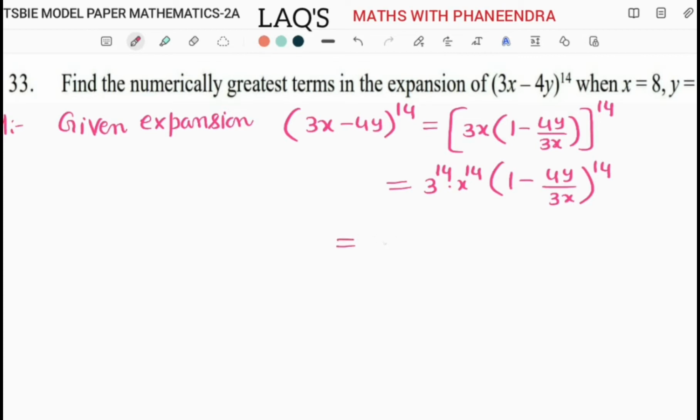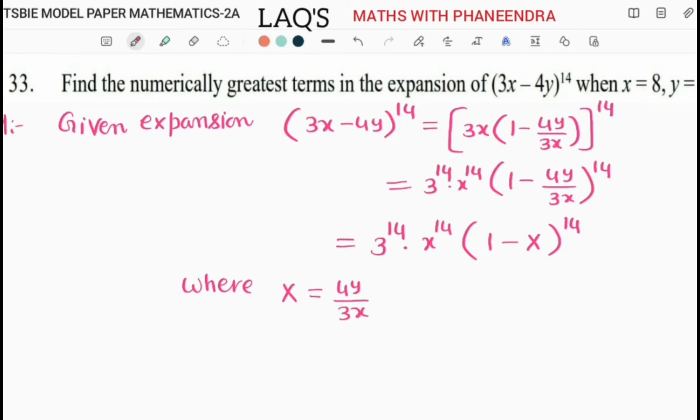Which is equal to 3 power 14 into x power 14 into (1 minus capital X) whole power 14, where capital X is equal to 4y divided by 3x. This is the way you can write the first thing. So that capital X value, how to calculate?